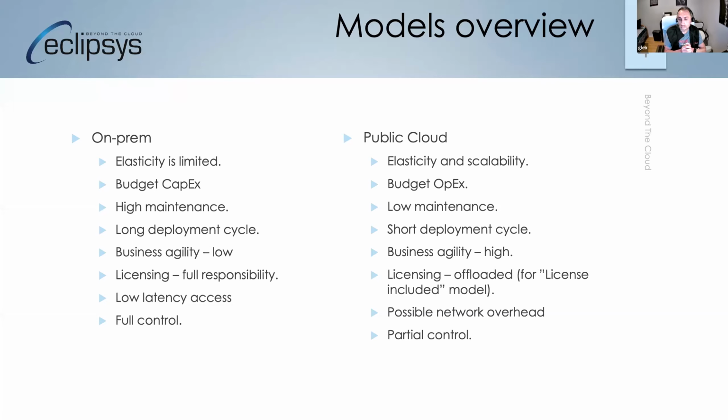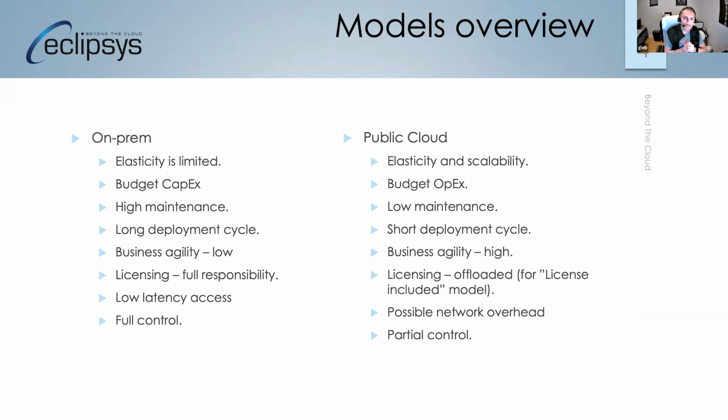Short deployment cycle. To deploy anything in the public cloud, you need to just push the button. Literally, sometimes just push the button. As a result, business agility is high, and licensing sometimes is floated to the cloud vendor for some kind of license included model, where you pay a subscription fee and your license is already inside that subscription fee.